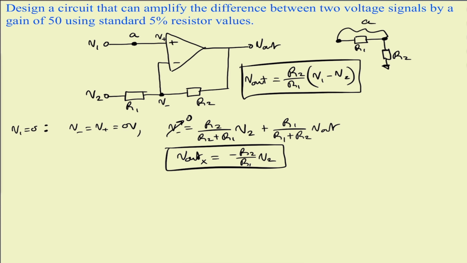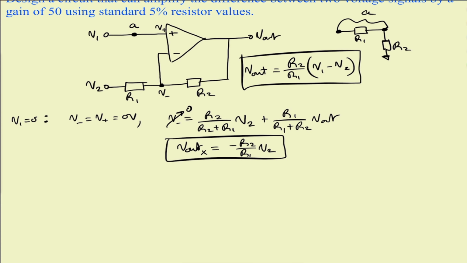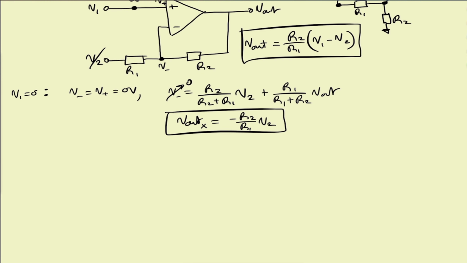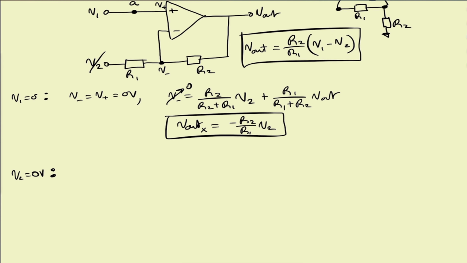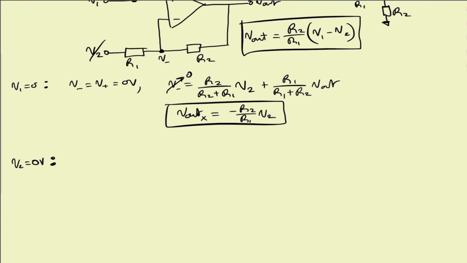So here we're going to set V2 equal to 0. Let's do that. So V2 is equal to 0. So if V2, this is 0 volts. If V2 is equal to 0 volts, the voltage at V plus is going to be, so this is what we're doing.